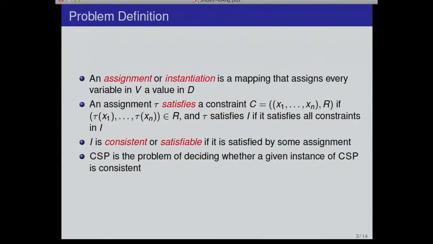So an assignment is a mapping from the set of variables to domain values. We say that an assignment satisfies a constraint if the values assigned to the variables in this constraint form a tuple in the relation of this constraint. And we say that an assignment satisfies the instance if it satisfies every constraint in the instance. An instance is satisfiable if there is an assignment that satisfies it. CSP is the problem in which we're given an instance and we ask if there is a satisfying assignment.